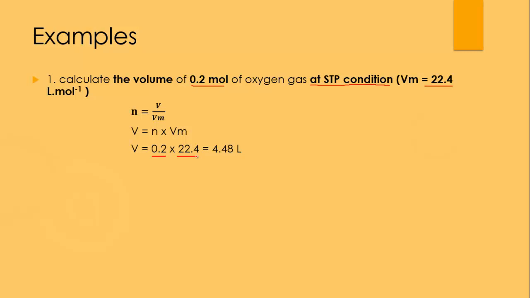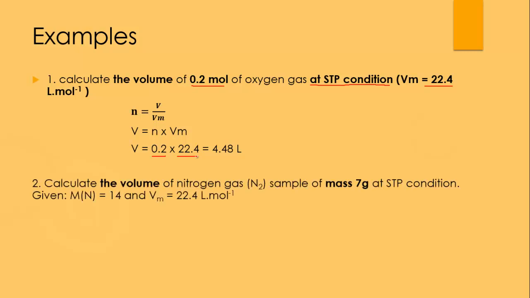Another example, let's see it. Calculate the volume. We have nitrogen gas of molecular formula N2. The mass of nitrogen gas is 7 grams, and we mentioned here STP condition as we mentioned before, and the Vm must be given, or it is 22.4. In order to calculate the volume, we can use the relation V equal n times Vm. Molar volume is given. We must have the value of n.